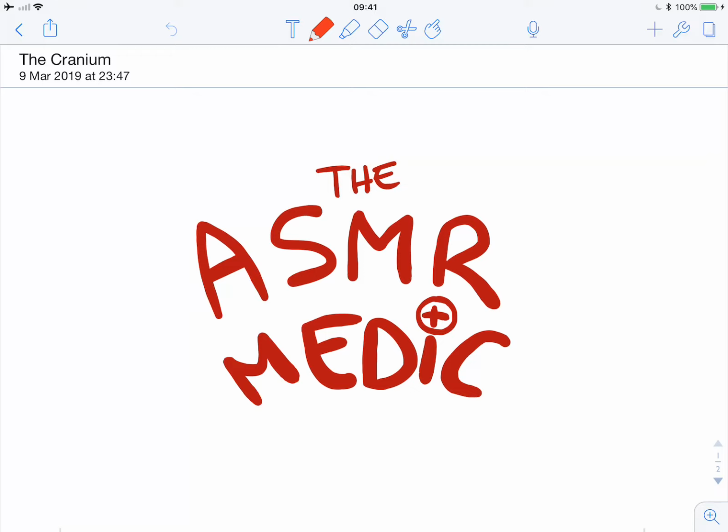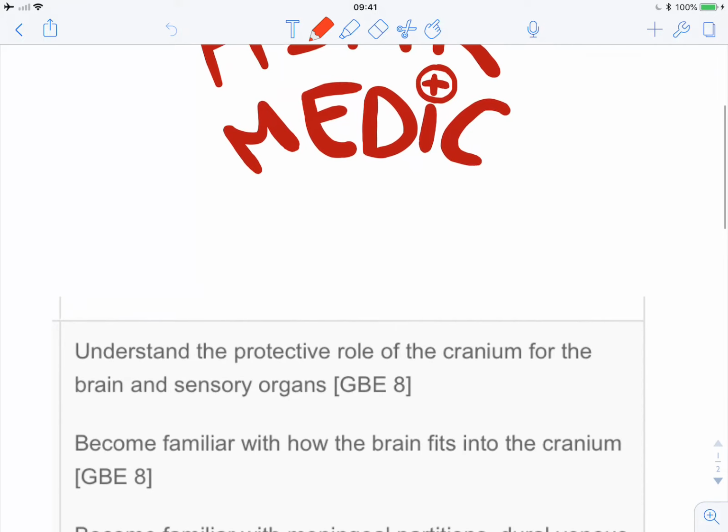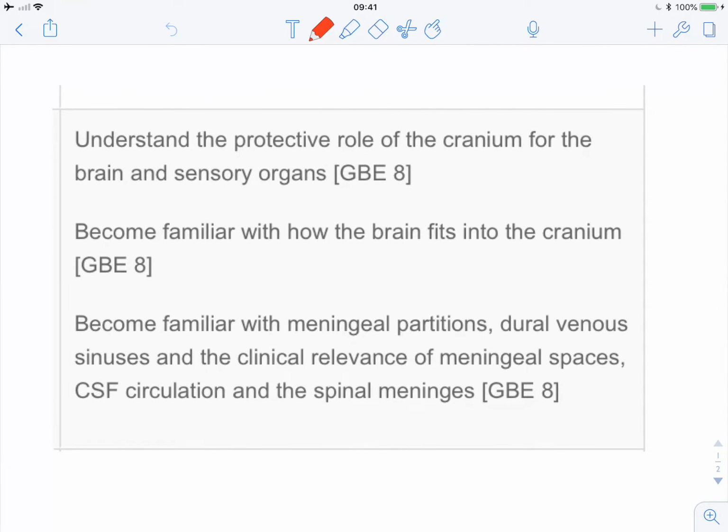And what I thought I would do is, generally speaking, look at the anatomy of the cranium, and draw it out, do some of the things I did in my first and second videos, but also I wanted to look over these, which, for my university, are called the intended learning objectives. So I wanted to see if I could get through some of these. So this is the first one, the second, the third.